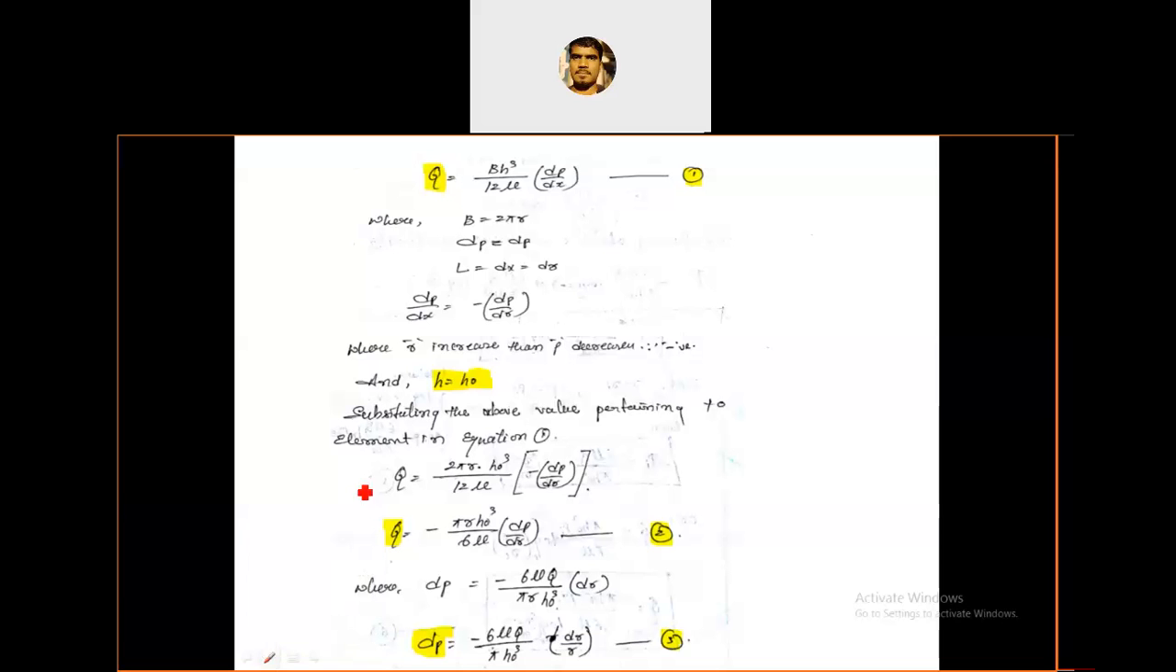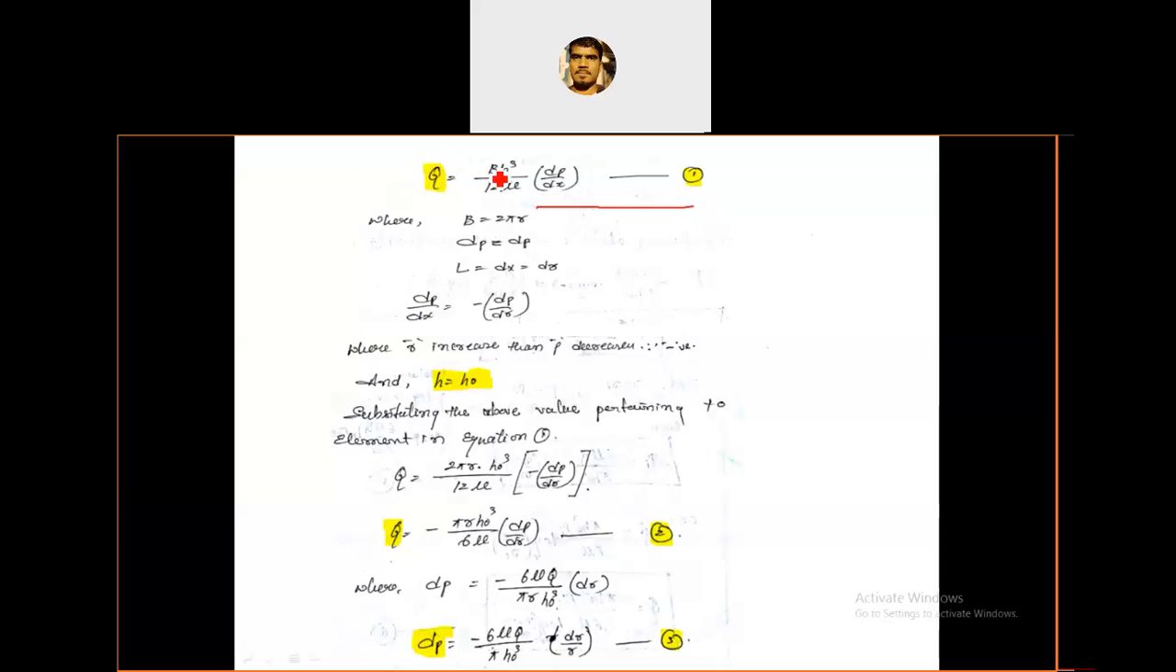You don't need to memorize the equation here. It is already available in the data handbook. You just write the figure and explain the notations. Directly take the equation because it matches the flow between parallel plates. So we consider the equation Q is equal to B H cube by 12 mu dP by dx. That is called equation 1. Now you have to replace the values of B and H.